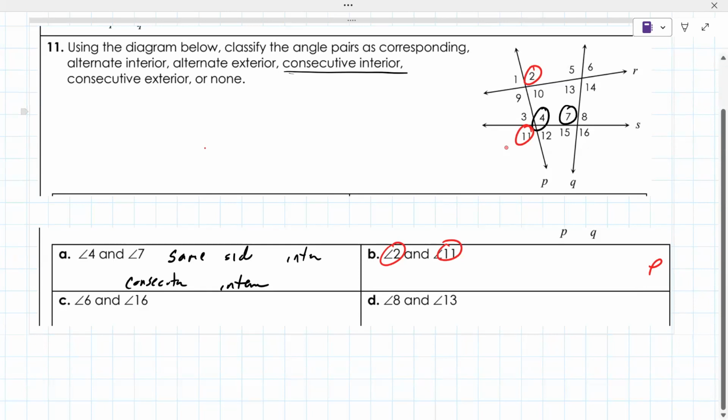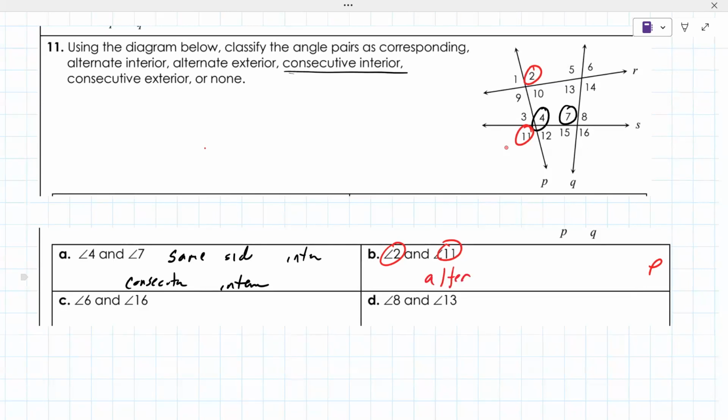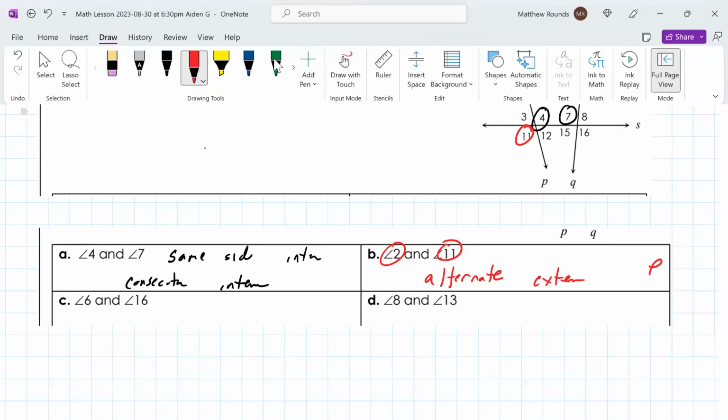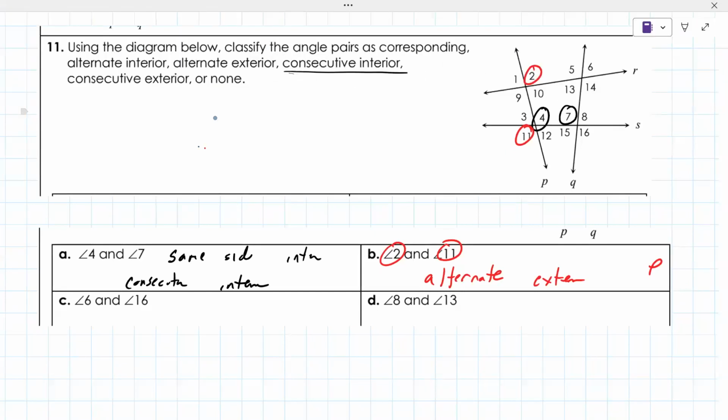Opposite sides. So opposite in this class is alternate. Alternate there. Okay. And then are they in the interior or the exterior? Exterior. And that one is there on your list. So that's how you work through these. You say, okay, is that word there, or do I need to look for another word?